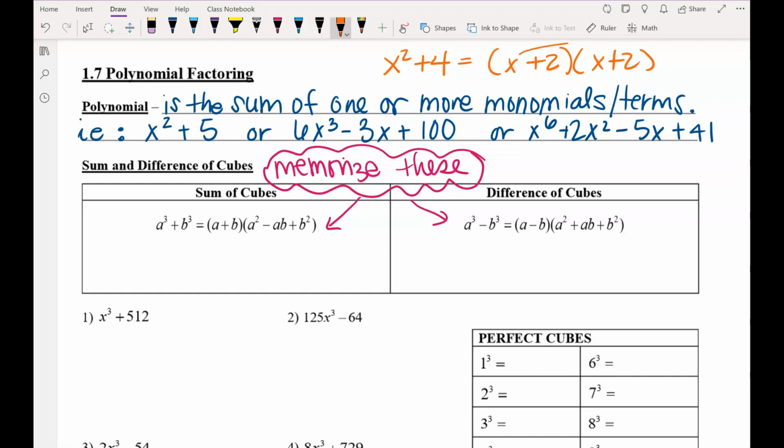Let's FOIL. X times x is? X squared. X times 2 is? 2x. 2 times x is? 2x. 2 times 2 is? Is that identical to x squared plus 4? No. So, if it's the sum of squares, can we factor? No. All right. Question. If it's the difference of squares, can we factor?